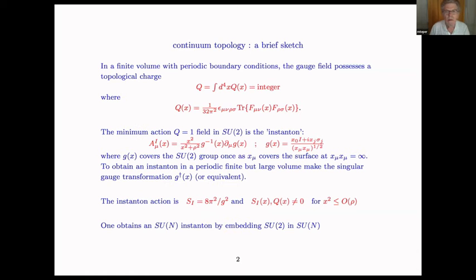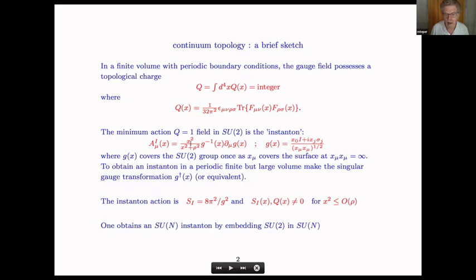So, a brief sketch of continuum topology, you're all, I think, familiar with this. If we are in a finite volume with periodic boundary conditions, the gauge field possesses a topological charge, an integer topological charge, which can be written like this. And indeed, as Massimo wrote it, you can also write it as a total derivative of a non-gauge invariant current. Then the minimum action field, if you are on an infinite volume, is the instanton, which in a convenient gauge has this nice form. Here it is, the gauge potential.